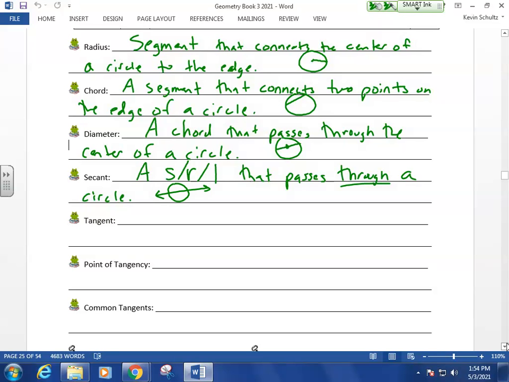Maybe it passes through the center, maybe it doesn't. I'm not marking the center to show you that it doesn't have to pass through the center, but any segment, ray, or line that passes through the circle is referred to as a secant.